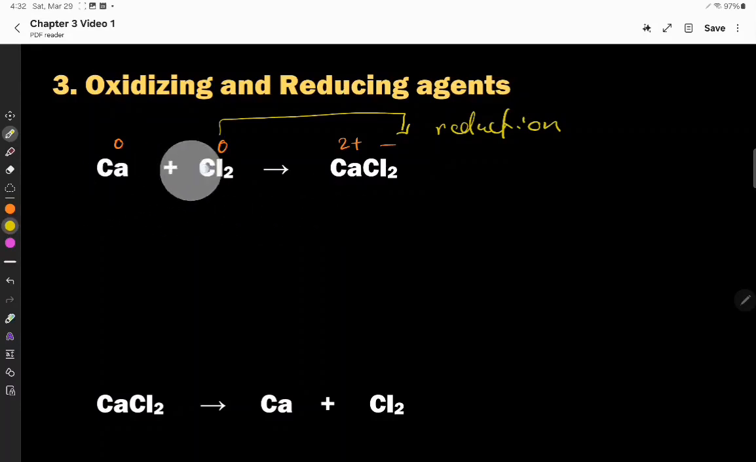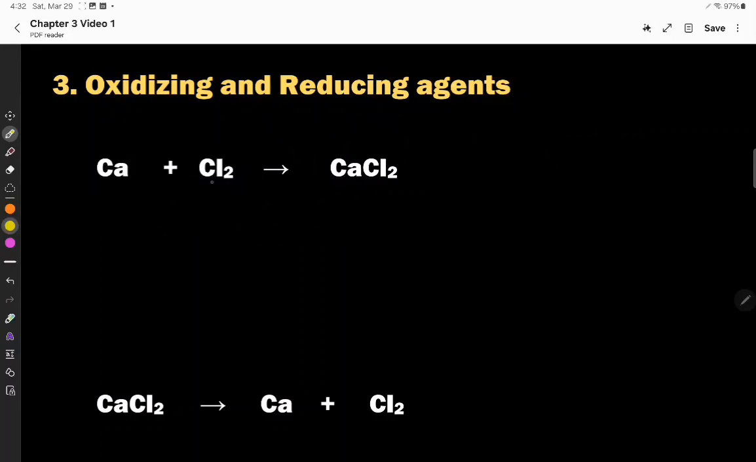But if we speak about the agent, now look here, chlorine is reduced because of calcium. Calcium gave it 2 electrons. So calcium caused the reduction of chlorine. So we will call calcium the reducing agent. Calcium itself is oxidized, but it is a reducing agent. Chlorine, what happened to chlorine is a reduction, so it is reduced. But it caused the oxidation of calcium, so it is the oxidizing agent.